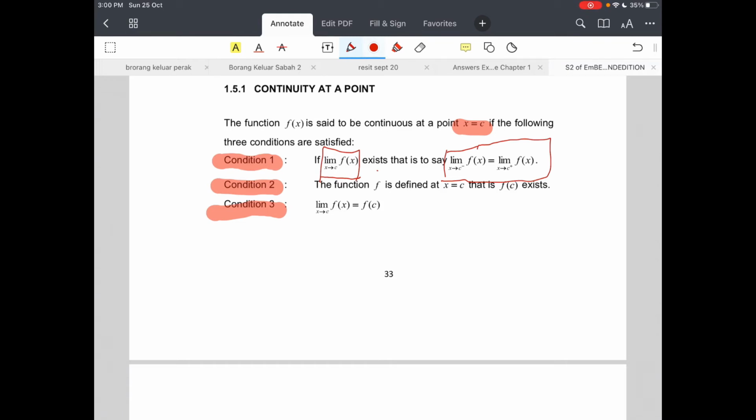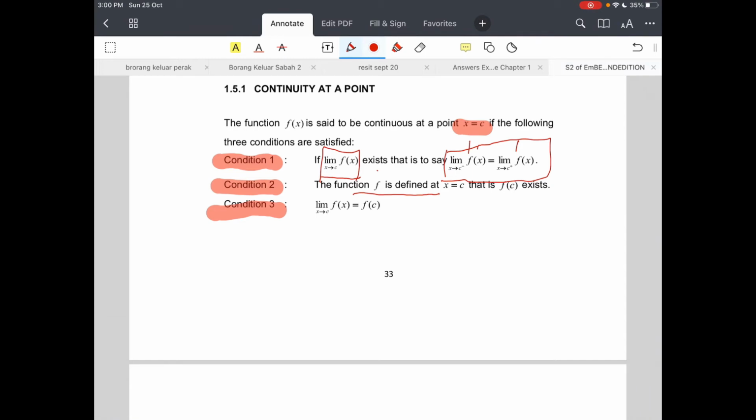It means that both of these functions must yield the same value. For example, if this yields 1, this also yields 1. So we can say this limit exists. Okay. Condition number 2, you need to see whether that function is defined at x equals c.